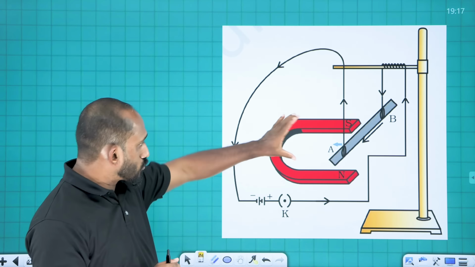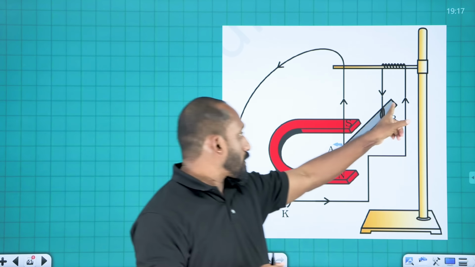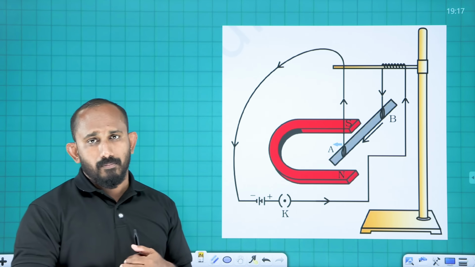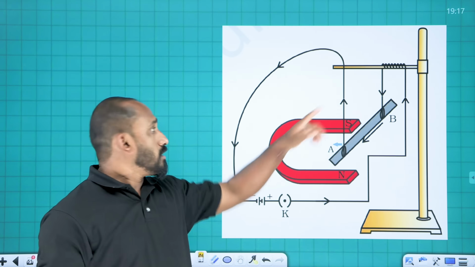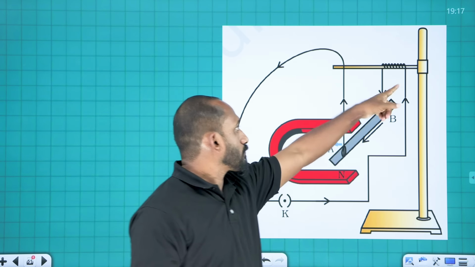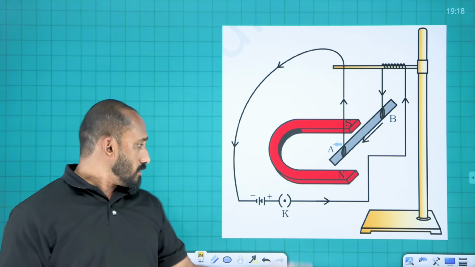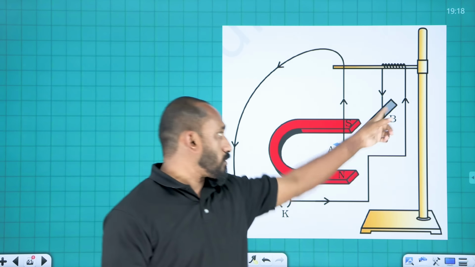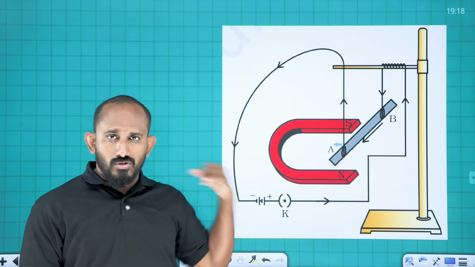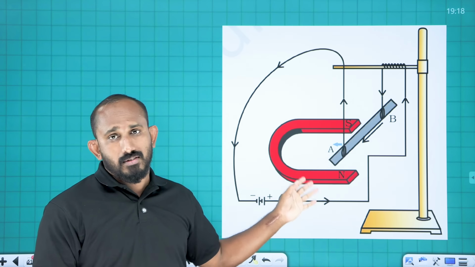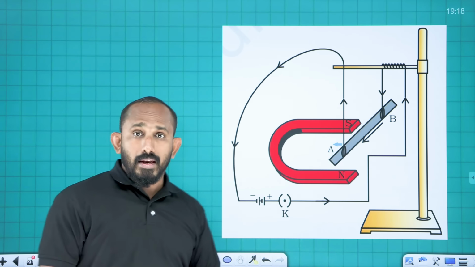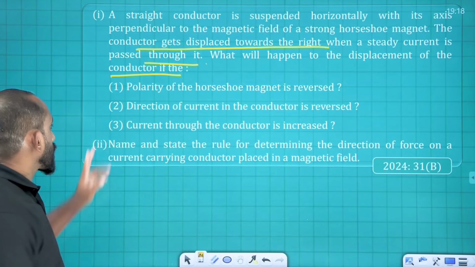A horseshoe magnet is there. In between, we keep a straight conductor, AB. It's an aluminum conductor, a piece of aluminum, suspended in conducting wires this way, kept on a stand. When you pass current through it, we can see this aluminum rod get deflected. In this question, first it is deflected towards the right when current is passed through it. Then sub-questions are there.